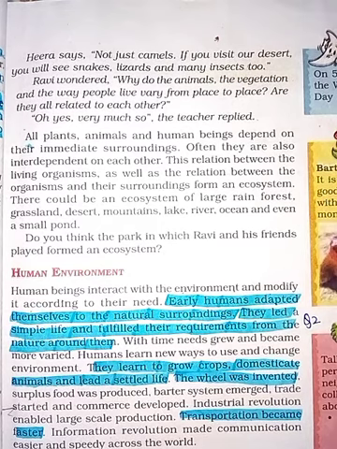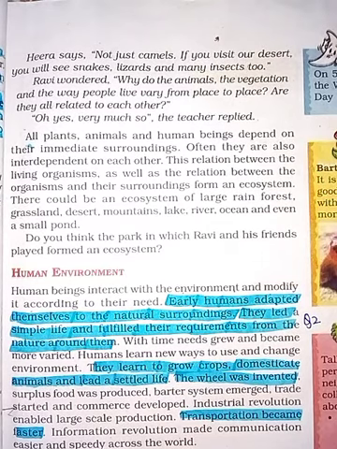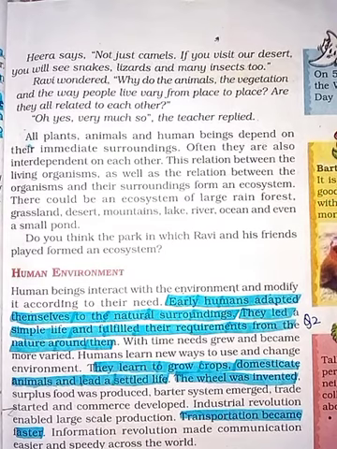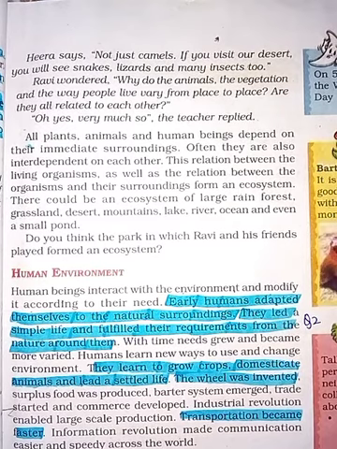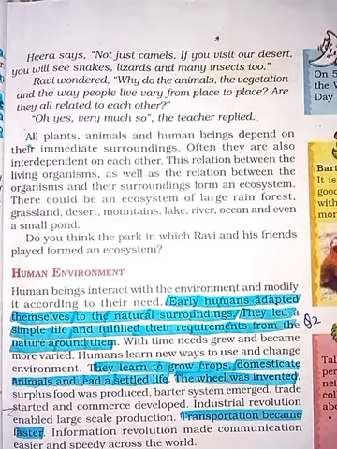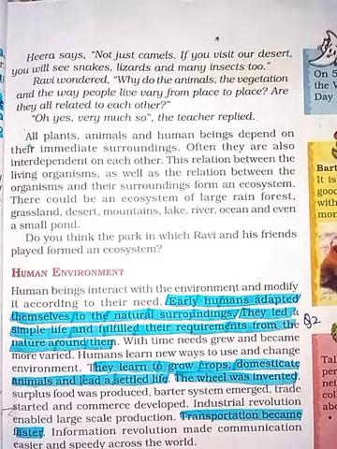"All plants, animals, and human beings depend on their immediate surroundings. Often they are also interdependent on each other. This relation between the living organisms and their surroundings form an ecosystem. There could be an ecosystem of large rainforest, grassland, desert, mountains, lake, river, ocean, and even a small pond.